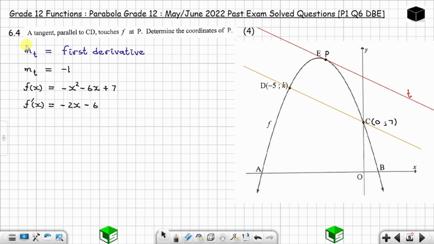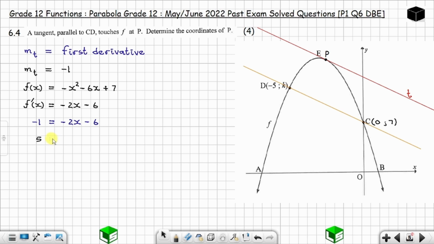So now you have the gradient of the tangent and you also have the first derivative. Let's use this formula. This is the formula that you have to remember if you want to calculate the point of contact between a tangent and a curve. The gradient of the tangent is equal to -1, so you have -1 is equal to the first derivative, -2x minus 6. You take this -6 to the other side, and it becomes +6. So you have 6 minus 1, which is equal to 5.